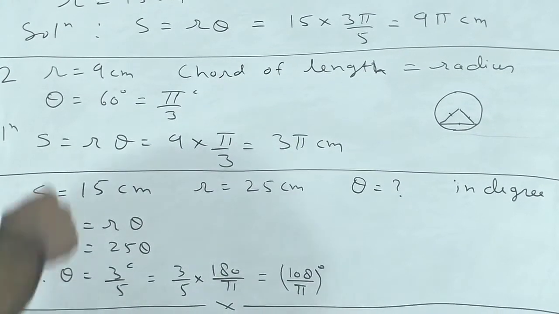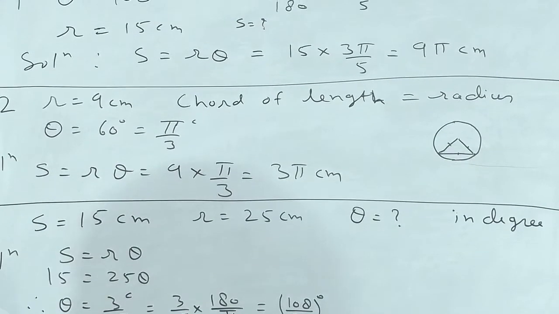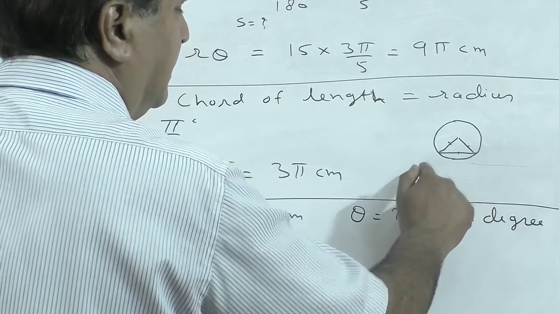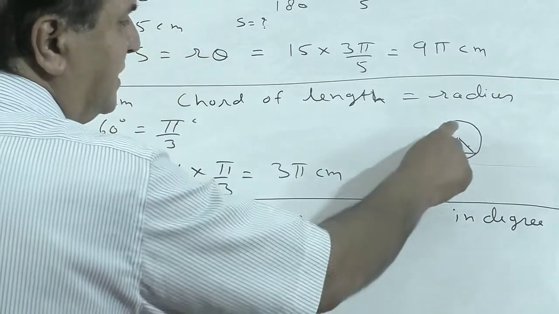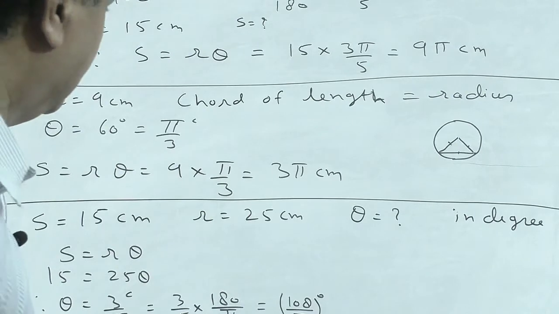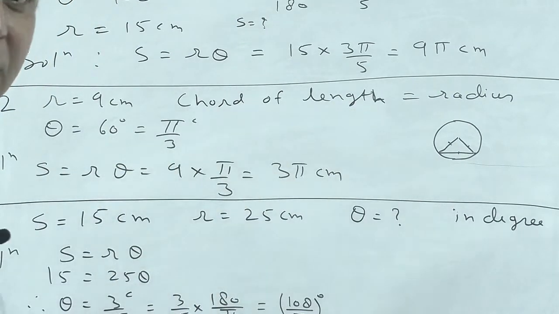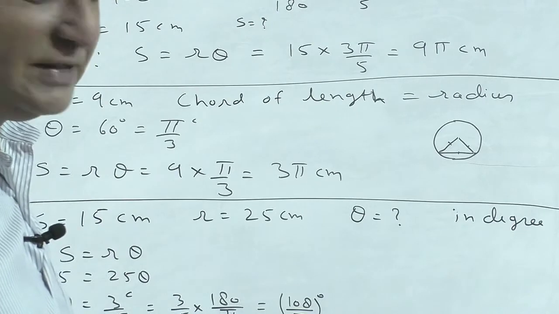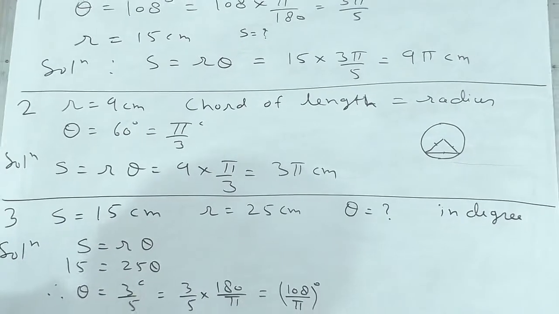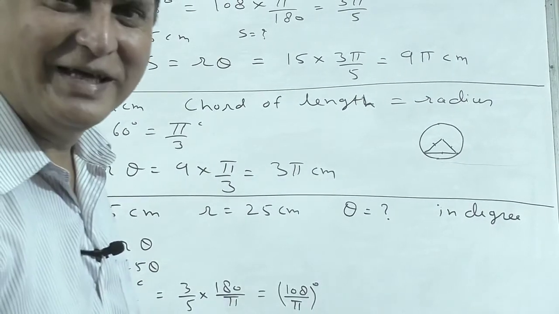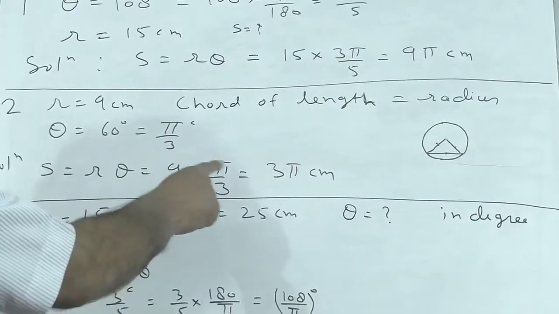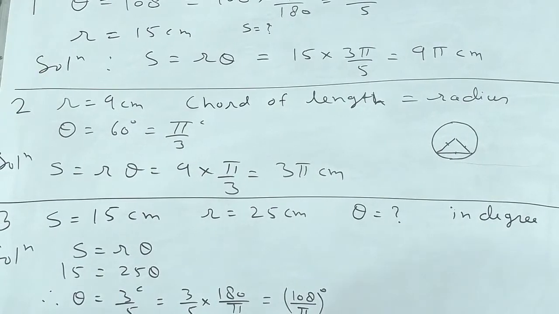Second sum, the same thing. The radius of the circle is 9 centimeter, R is 9 centimeter. The chord of the circle is equal to the radius. That means this triangle is equilateral. What is the angle of an equilateral triangle? 60 degree, right? So theta is not given, but you are smart enough to understand theta is 60 degree. Make it pi by 3 radian. I am directly converting, but you show working. So S, again the length of arc, is R theta, 9 into pi by 3, that is 3 pi centimeter.